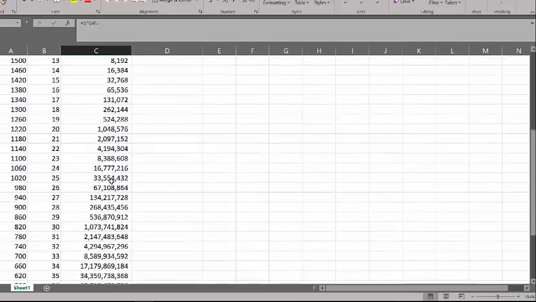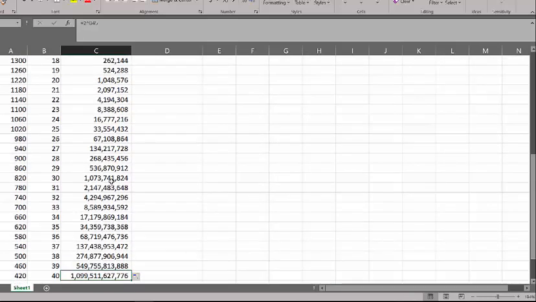And so that's something that you have to keep in mind with the exponential model. Something at some point has to give.